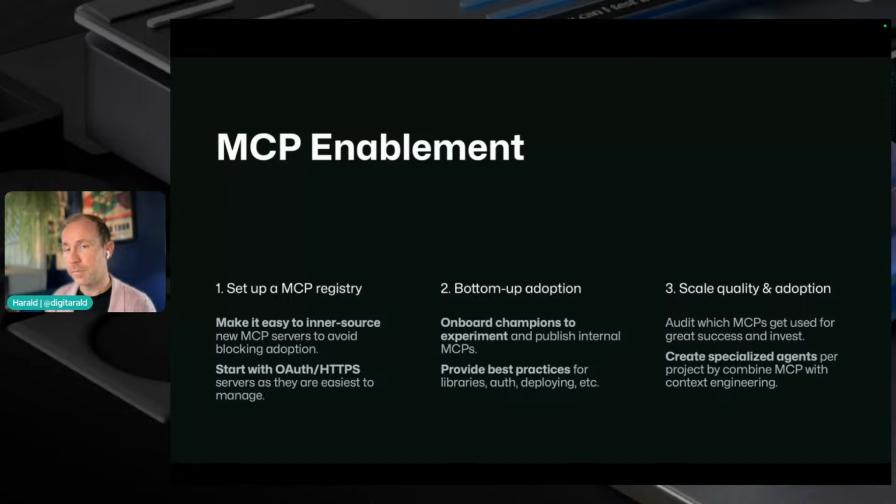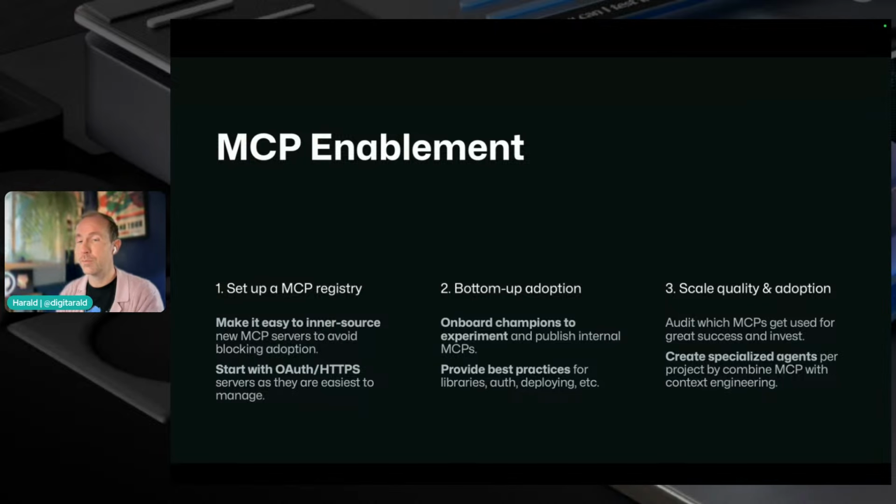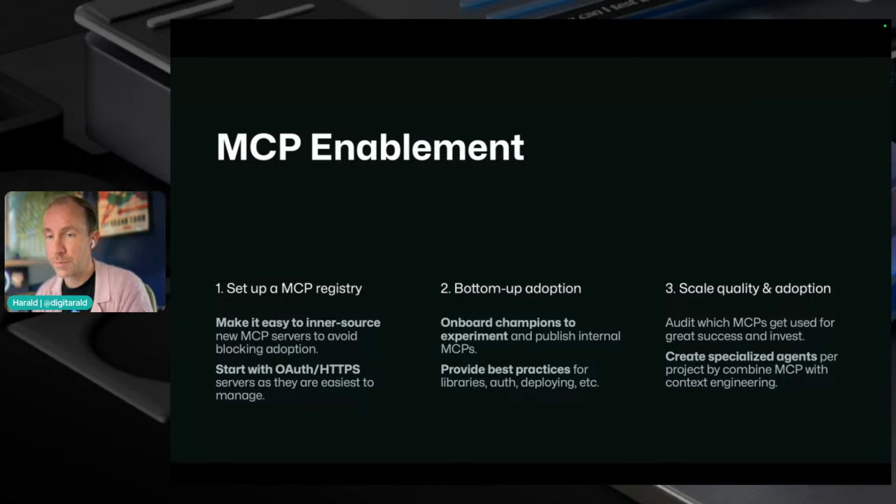And then lastly, it's all about scaling the quality adoption. You want to understand which MCPs get used for what. There are probably still auditing signals we need to provide you as an enterprise about which MCPs actually get used, but also serving users on where they get the most value can get this started. And then invest in agents that combine MCPs with context engineering to provide longer end-to-end flows. So you get the tooling and context from MCP and the workflow instructions from these agents to unlock really interesting things.